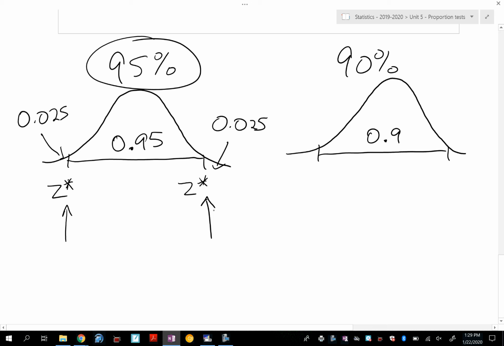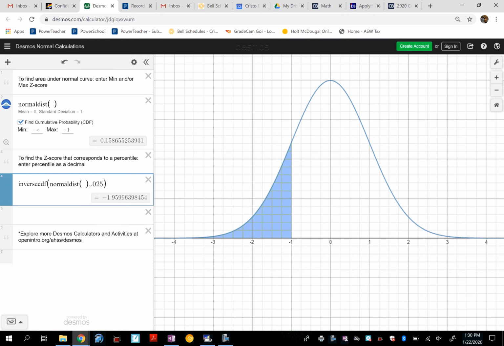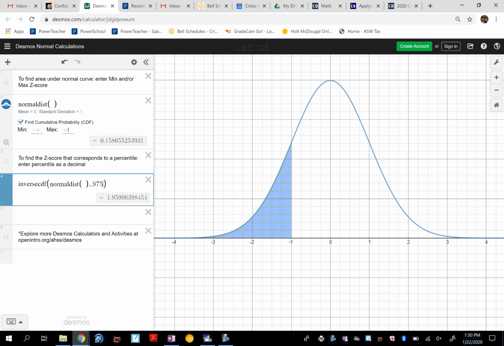Now, what about if I wanted to find the positive Z-star? How much is to the left of that one? Do you see the 0.95? Do you see the 0.025 when you add this together? You're right, Catherine. It's 0.975. So if you type that in, you'll get the positive 1.96. But it doesn't matter because you're using plus or minus in these formulas, right? You're saying plus or minus the z star.